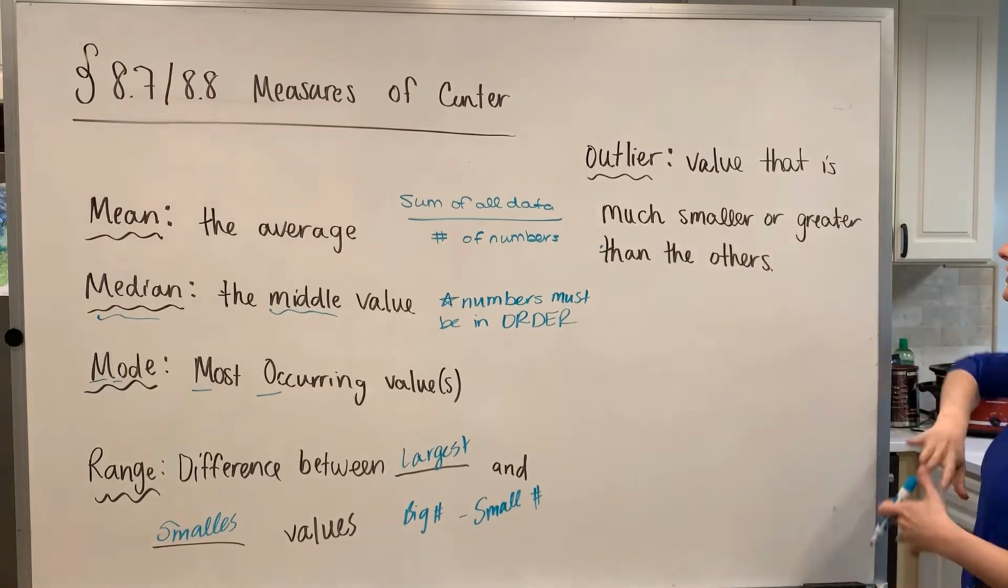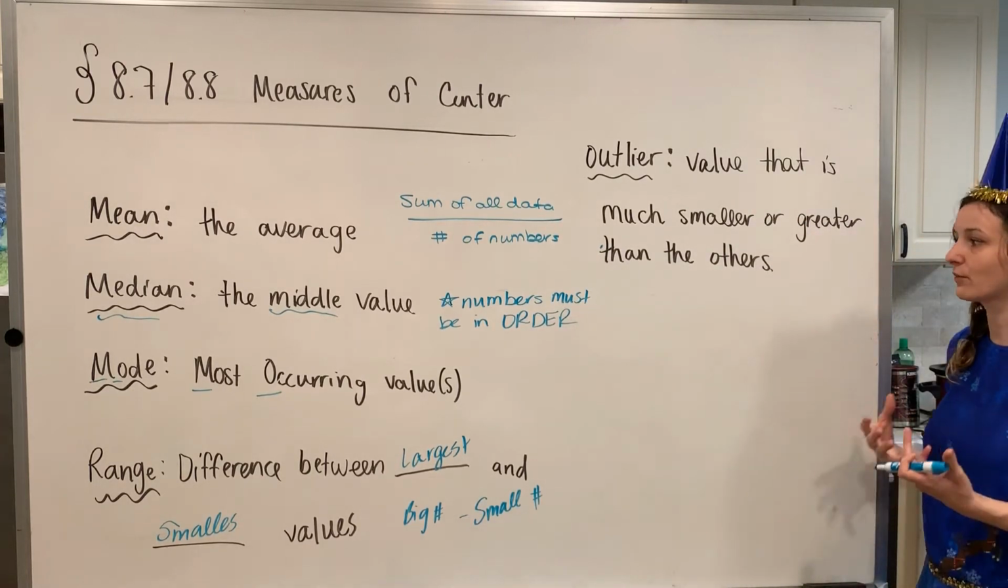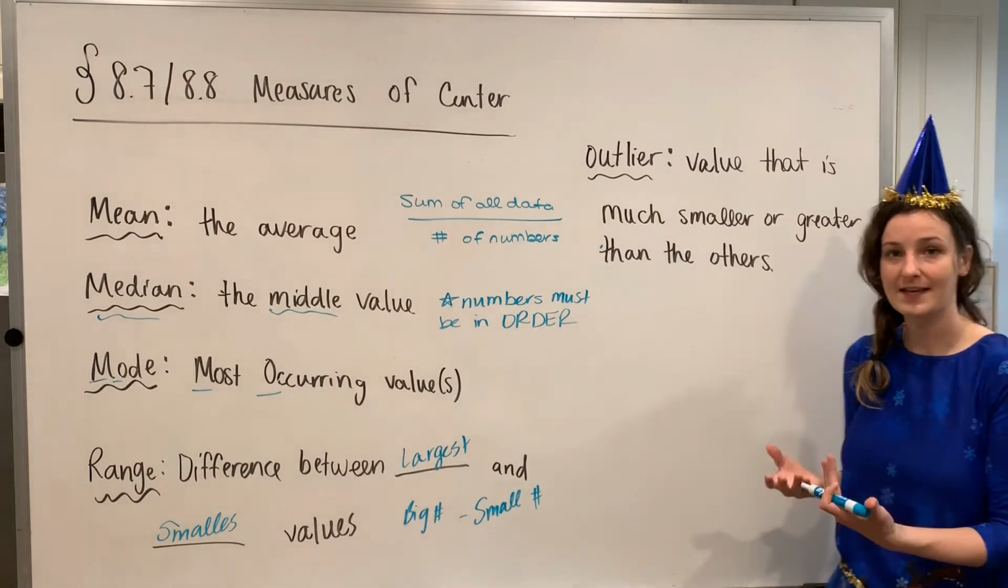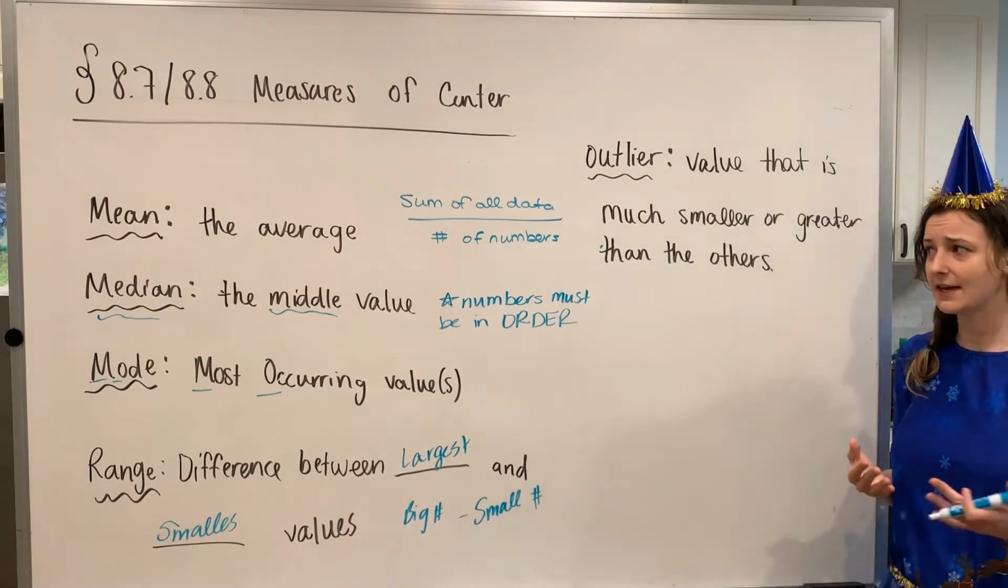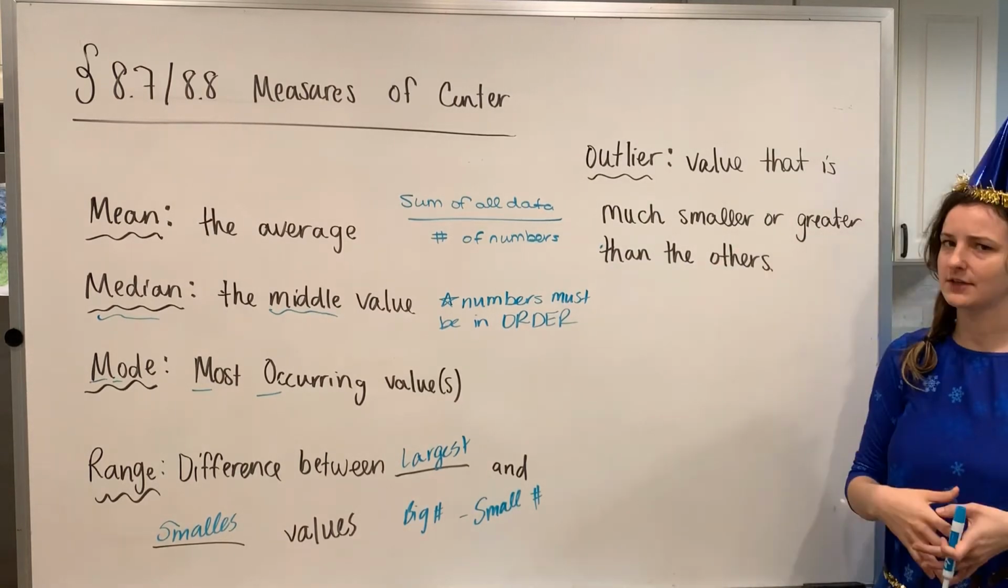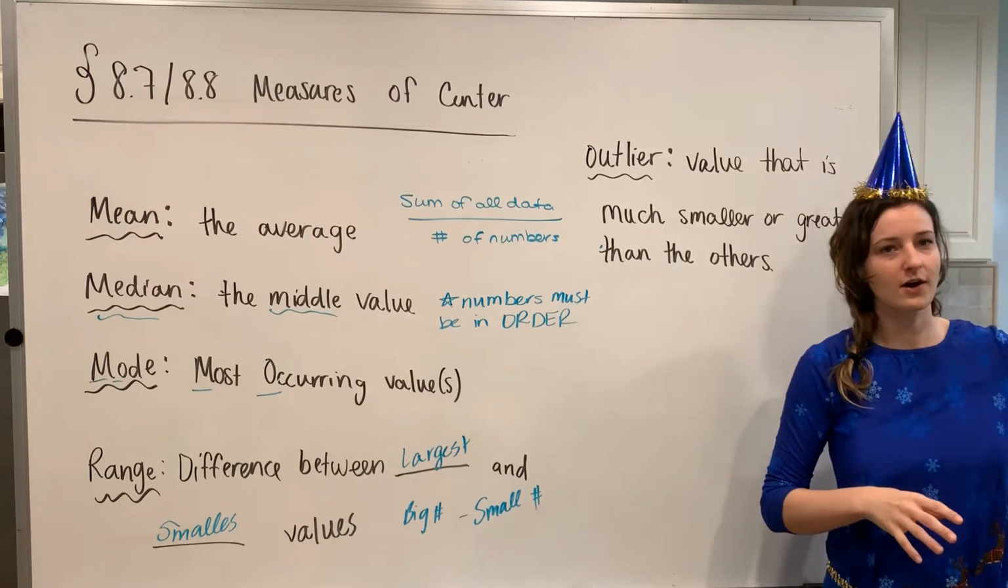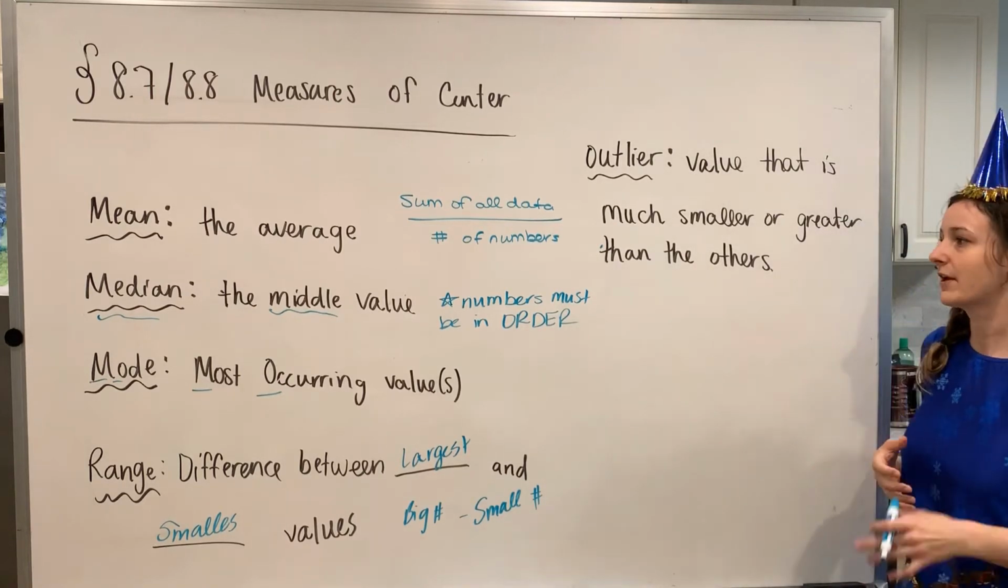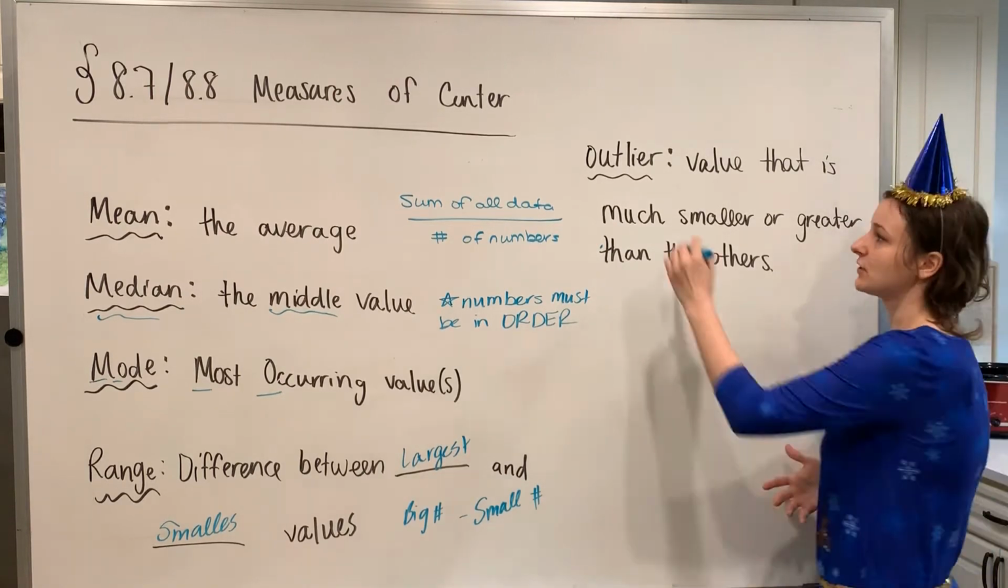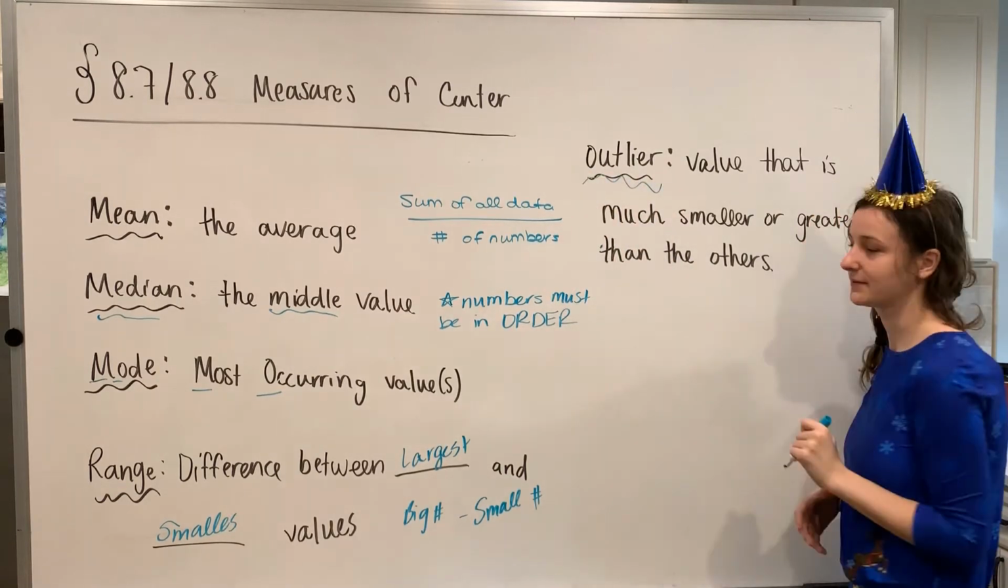And an outlier is just any value that is much smaller or greater than the others. So if I had that list of 1 through 10, and then I had 400, 400 is an outlier. It is so far off from the rest of the data that we wouldn't even consider it. So this would be called an outlier, okay?